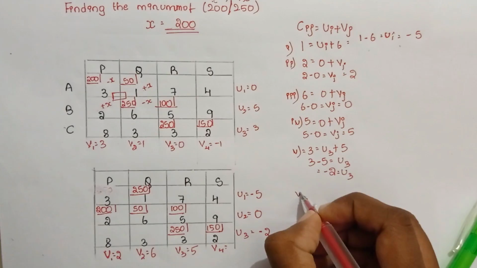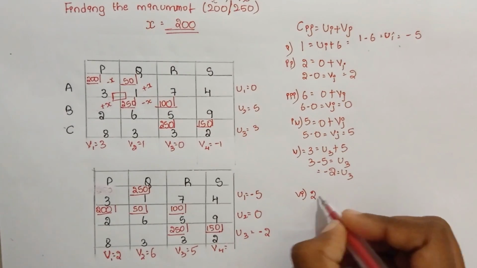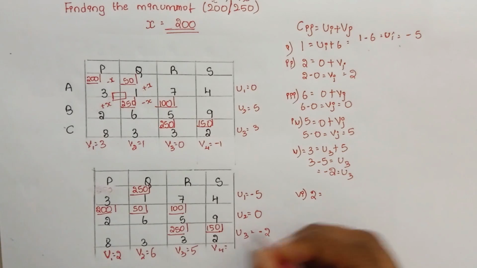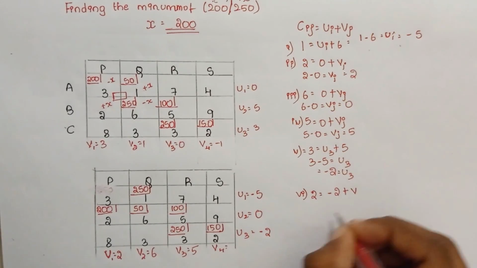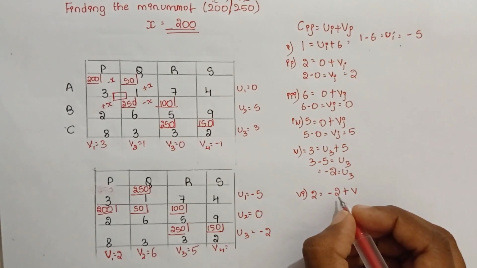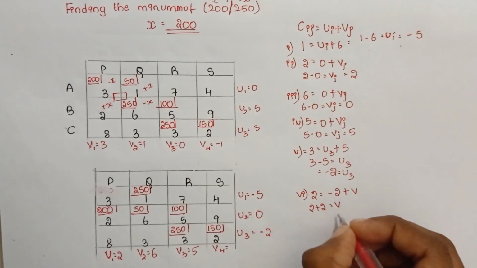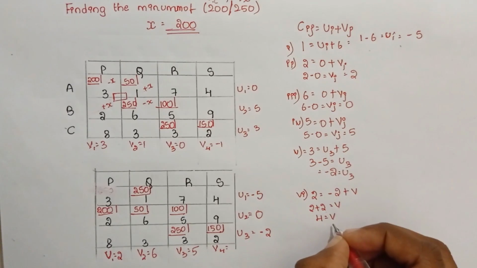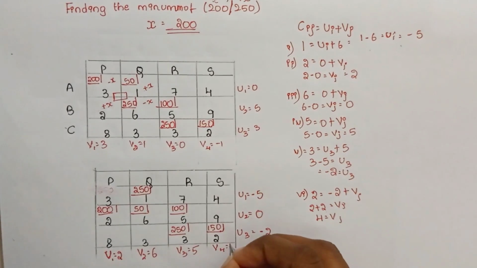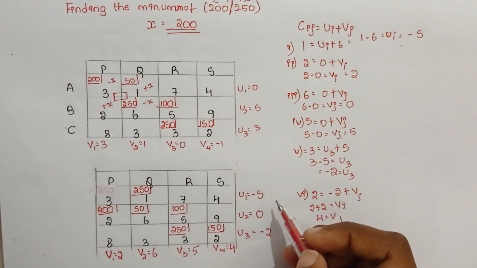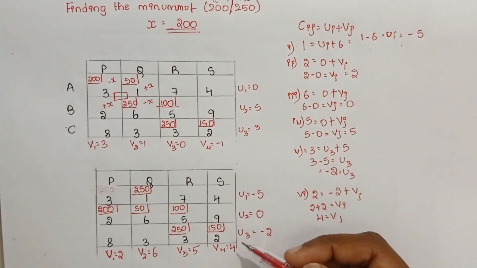So the next allotted cell is 2. So the Cij value is 2 and the u value for 2 is minus 2 plus the v value is not yet known. Okay, so if I transfer this minus 2 to the left side, it will become plus 2. So 2 plus 2 is 4. So the Vj value for 2 is 4. So now we have got U1, U2, U3, V1, V2, V3 and V4 values.